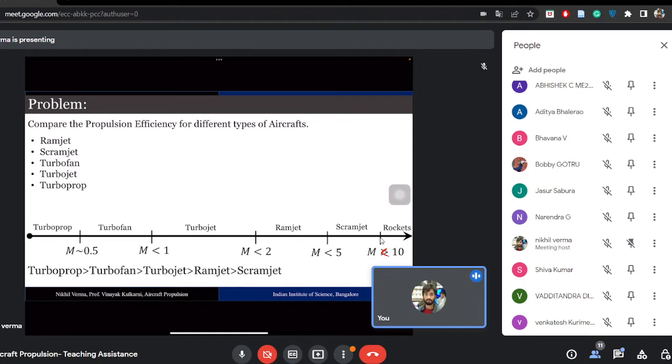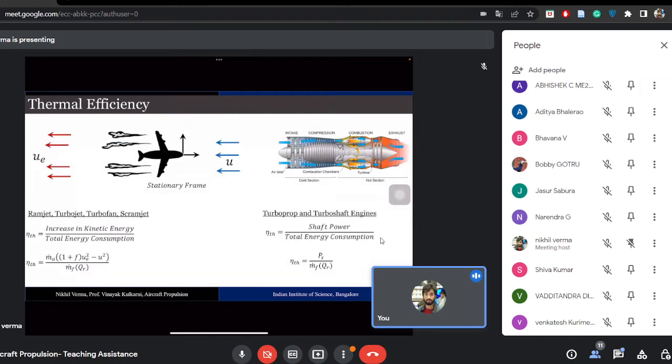So the higher the velocity, the lesser will be the propulsion efficiency. So this is the correct trend for the propulsion efficiency for all three engines. Coming on to the thermal efficiency part.